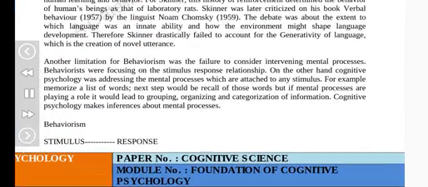Another limitation of behaviorism was the failure to consider intervening mental processes. Behaviorists were focusing on the stimulus-response relationship. On the other hand, cognitive psychology was addressing the mental processes which are attached to any stimulus. For example, memorize a list of words. The next step would be recall of those words, but if mental processes are playing a role, it would lead to grouping, organizing, and categorization of information. Cognitive psychology makes inferences about mental processes.